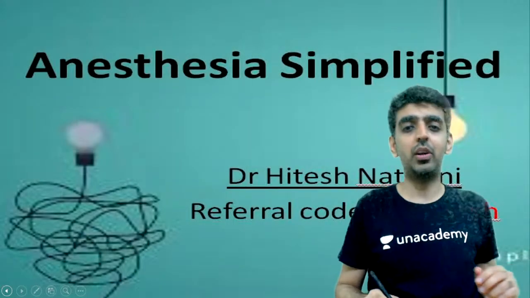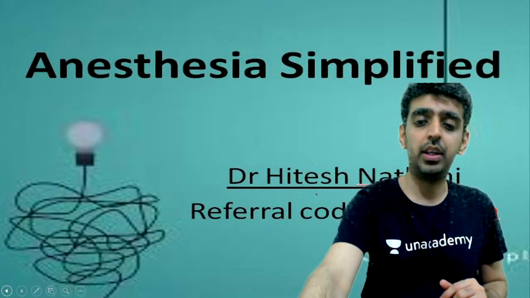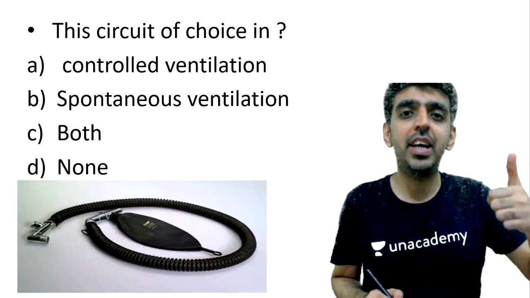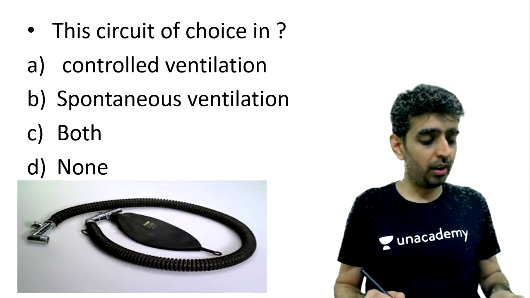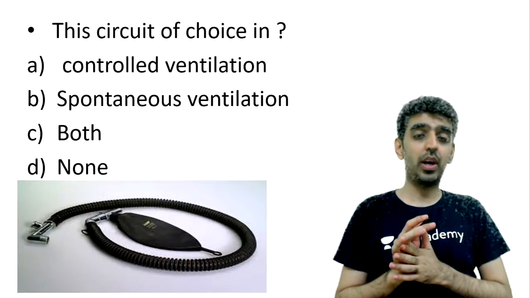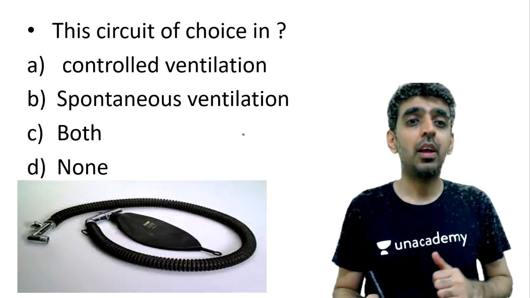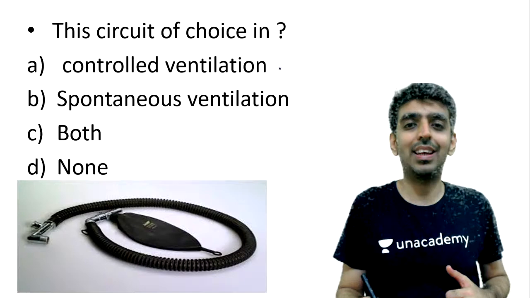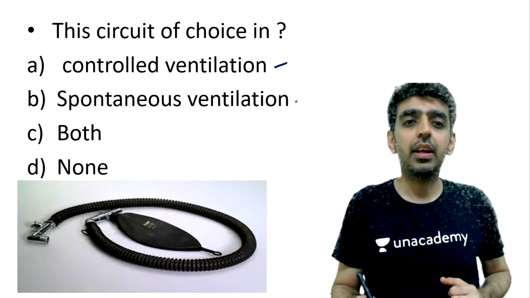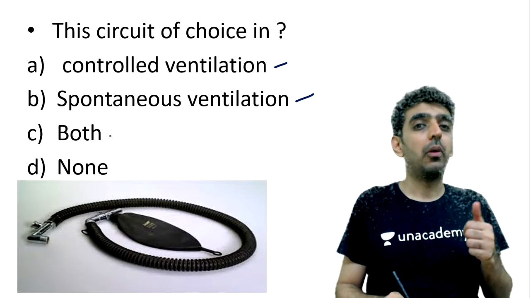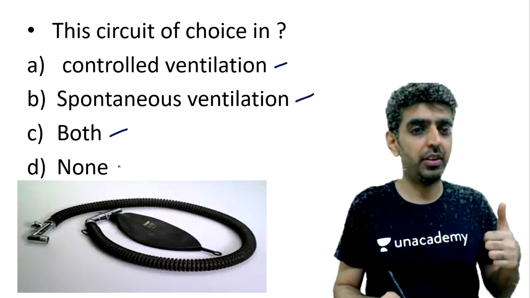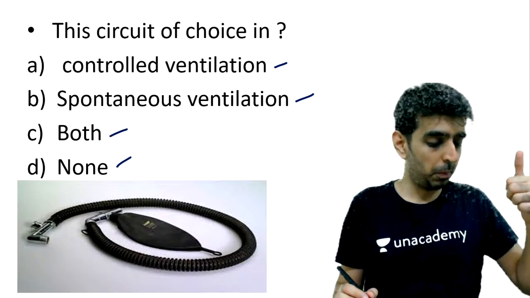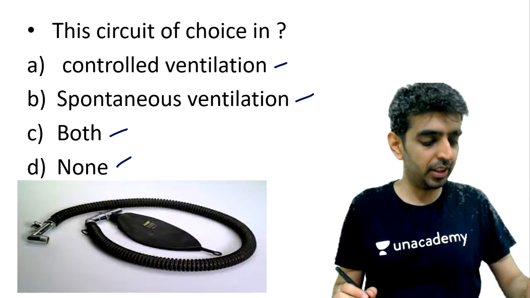So let us have a look at today's session, what we are going to be dealing with. Let us start first with the image based questions. So we have some images for you guys. Let us have a look at the first thing. The circuit shown in the figure is the circuit of choice in cases of controlled ventilation, in cases of spontaneous ventilation, whether this can be used for both controlled and spontaneous ventilation, or it cannot be used for any of the following. So give me your answers in the comment section.